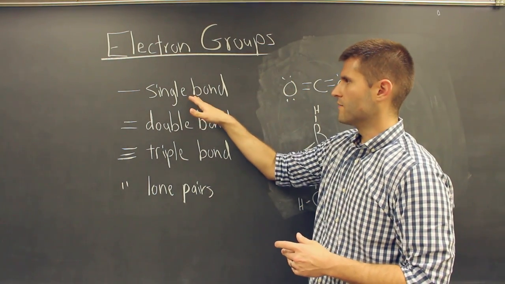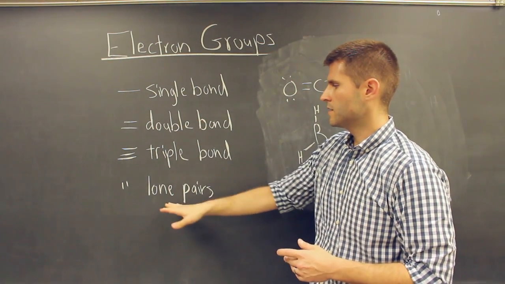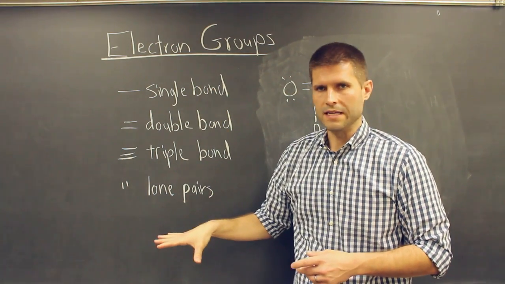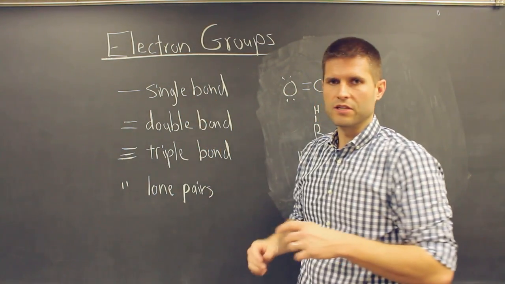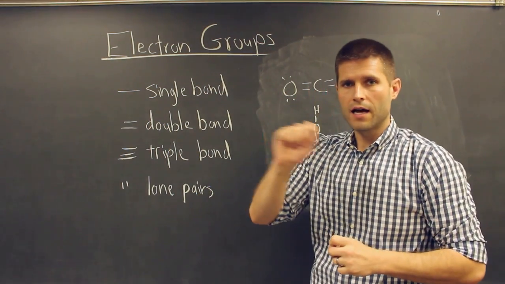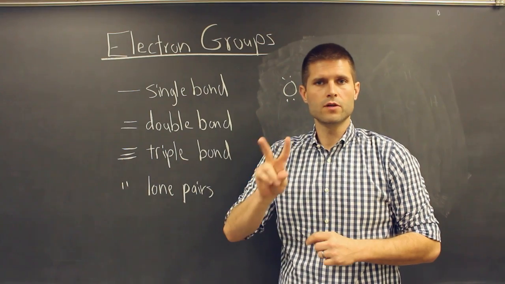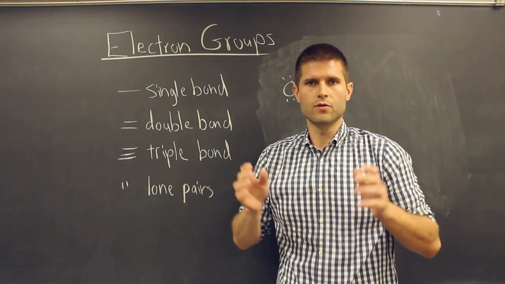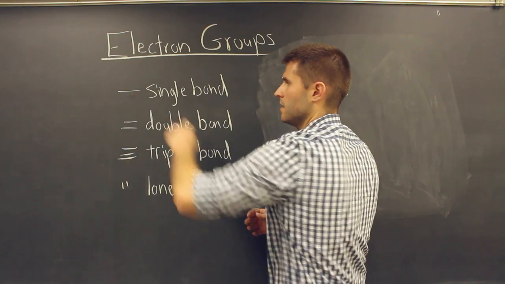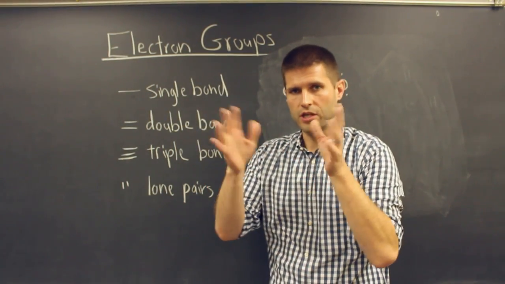So here we have single bond, double bond, triple bonds, and lone pairs. And I want to go through what each one of these mean. A single bond in chemistry is represented by a single line. And each single line in chemistry represents 2 electrons being shared by 2 different atoms. Okay. So this single bond that's shown here has 2 electrons being shared.